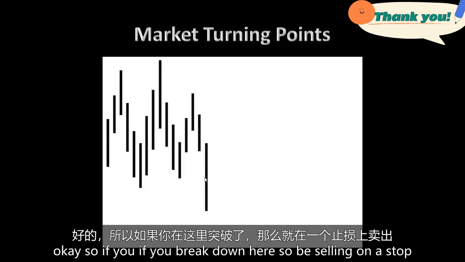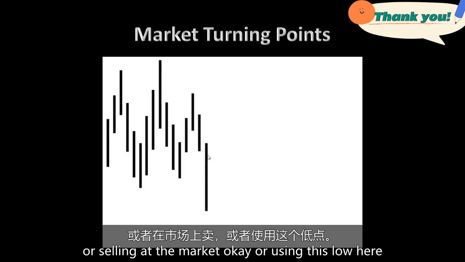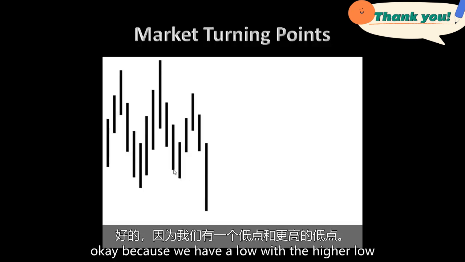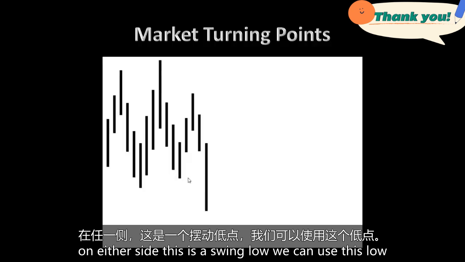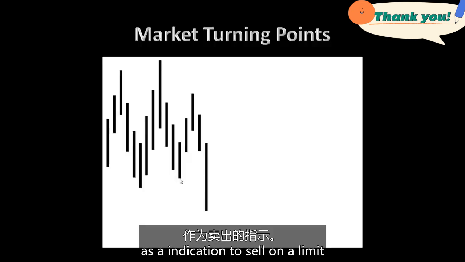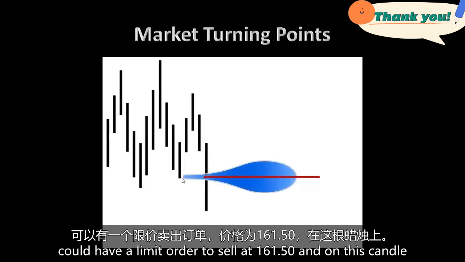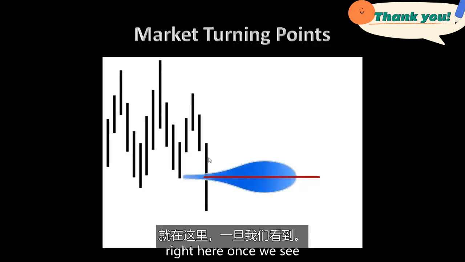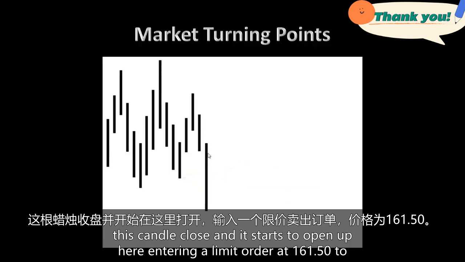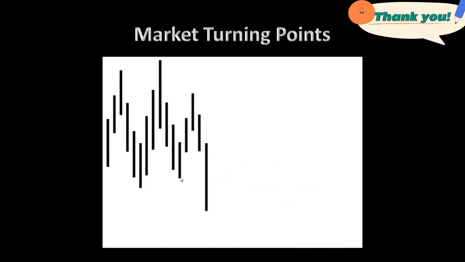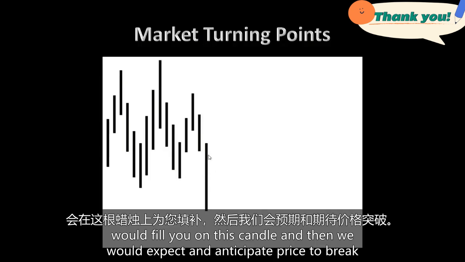So if you break down here, this would be selling on a stop or selling at the market, or using this low here, because we have a low with a higher low on either side. This is a swing low. We can use this low as an indication to sell on a limit at this price or higher. For example, say this is the cable, and this price is 161.50. We could have a limit order to sell at 161.50, and once we see this candle close and it starts to open up here, entering a limit order at 161.50 to sell would fill you on this candle, and then we would anticipate price to break down below this low.